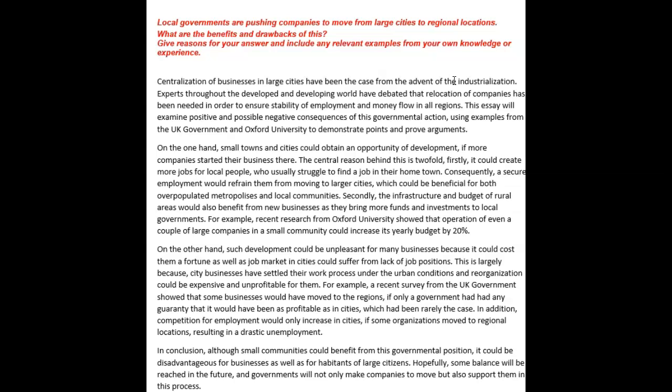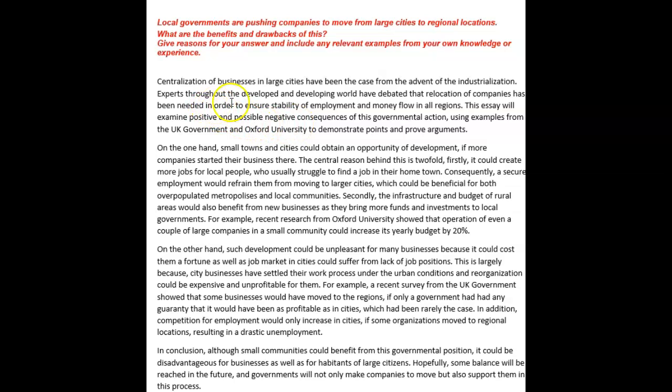Experts throughout the developed and developing world have debated that relocation of companies has been needed in order to ensure stability of employment and money flow in all regions. This essay will examine positive and possible negative consequences of this government action using examples from the UK government and Oxford University to demonstrate points and prove arguments. Okay. What is missing for me, this is why I kind of stumbled here. You said consequences of this governmental action. Yeah, but you never said that this was governmental. So you needed to say that because it just felt rather strange.